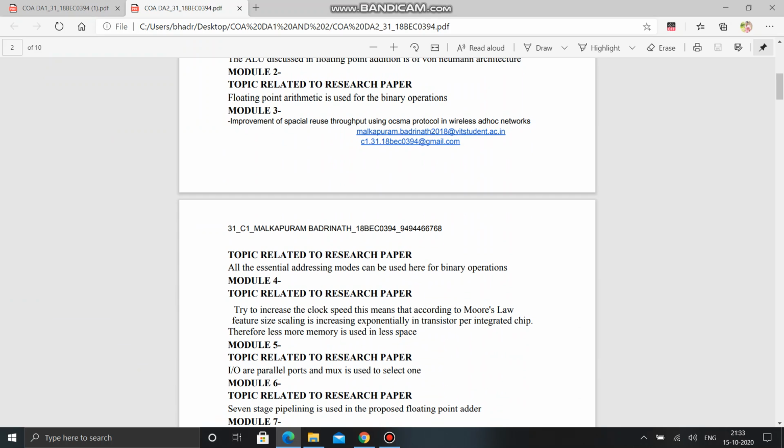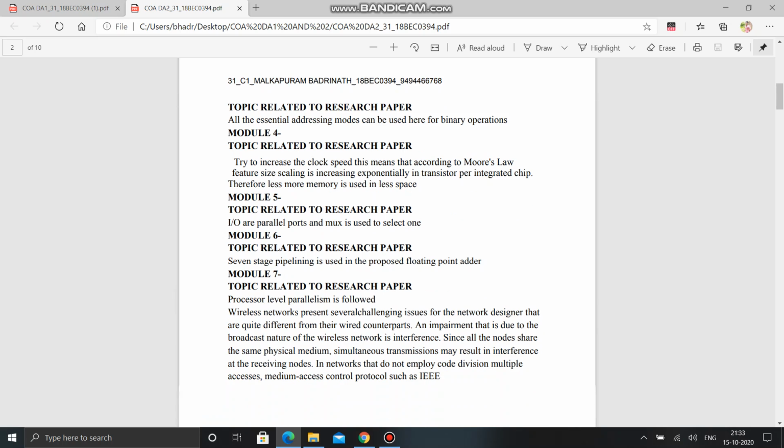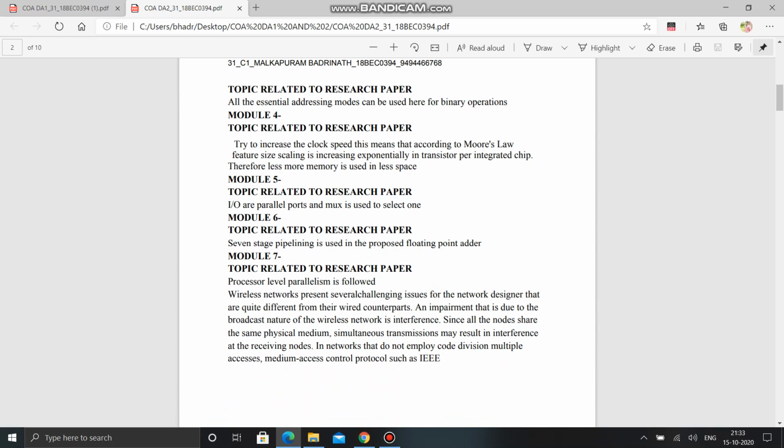And coming to module 5, the inputs and outputs are parallel ports, and a multiplexer is used to select one. Coming to module 6, it is related in such a way that 7-stage pipelining is used in the proposed floating point adder, and module 7, in such a way that processor level parallelism is followed.